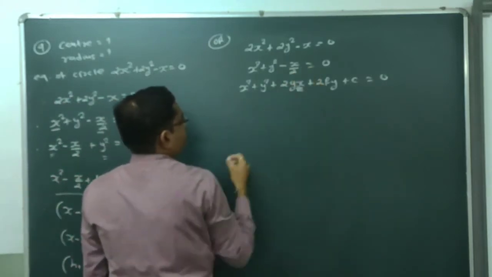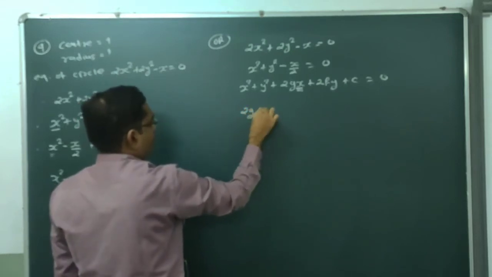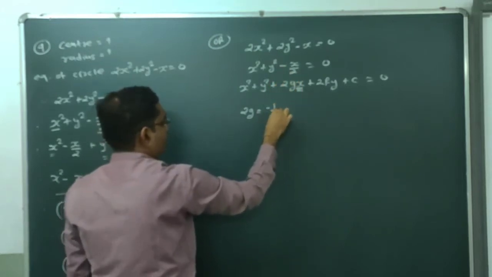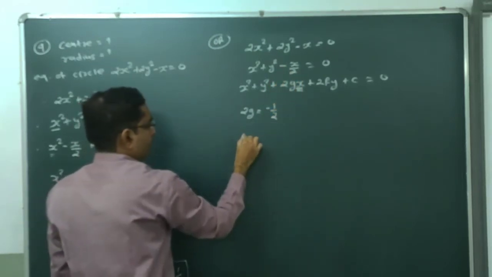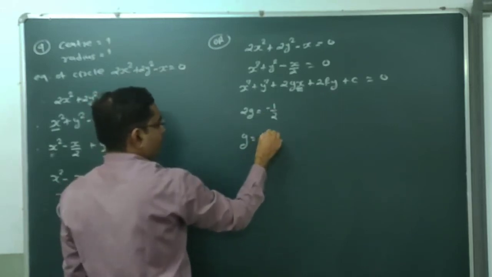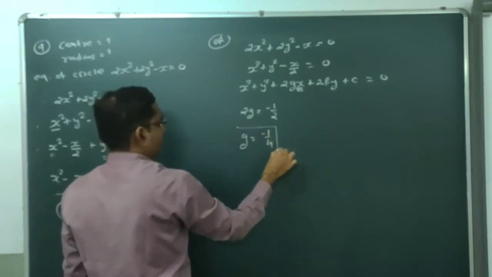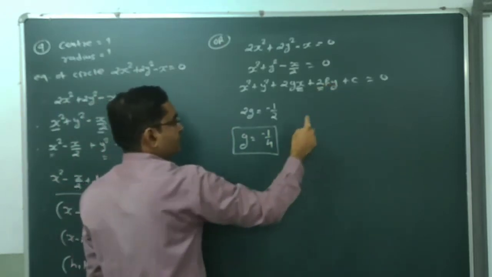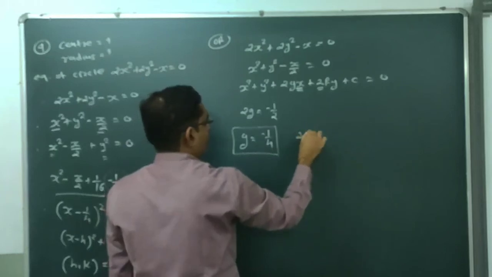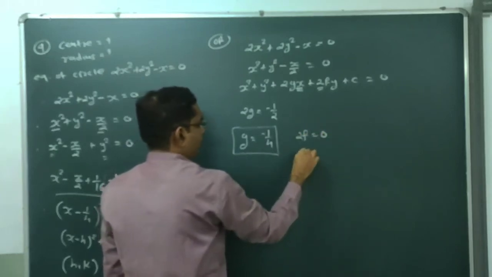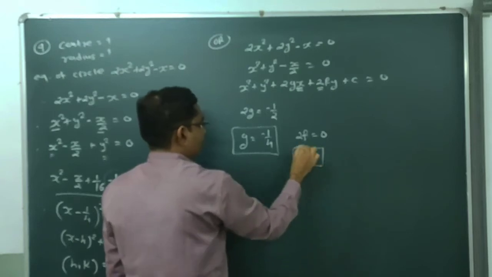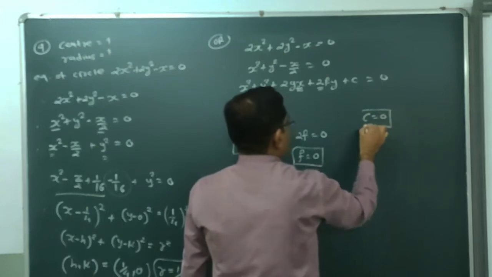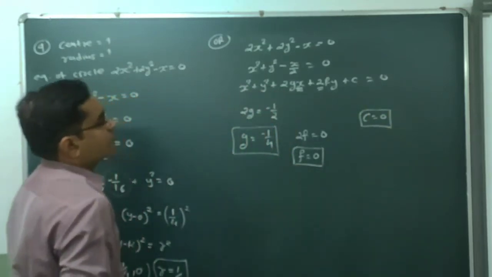On comparison we are getting coefficient of x as twice of g, and here coefficient of x is minus 1 by 2. Therefore we are getting the value of g equal to minus 1 by 4. G is minus 1 by 4. Now on comparison, coefficient of y is absent, so it is 0, and therefore f equal to 0. F is equal to 0, and again c is also 0.